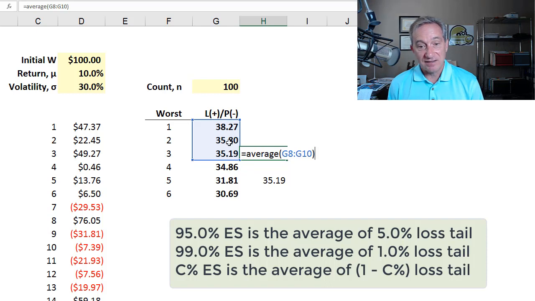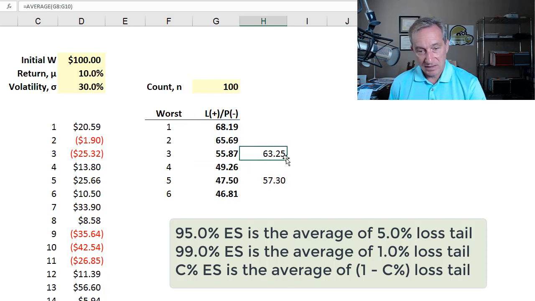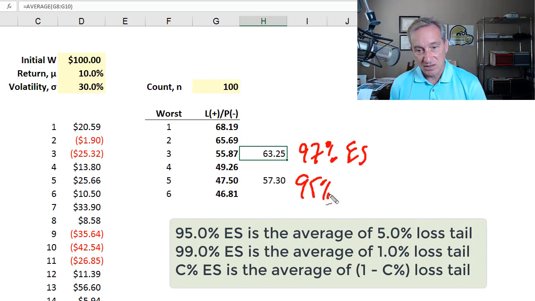If I wanted, for example, the 97% expected shortfall, I would take the average of the 3 worst losses, because that's the 3% tail. 1, 2, 3 divided by 100 is 3%, right? So here I'm getting a 97% expected shortfall. Here I'm getting a 95% expected shortfall.